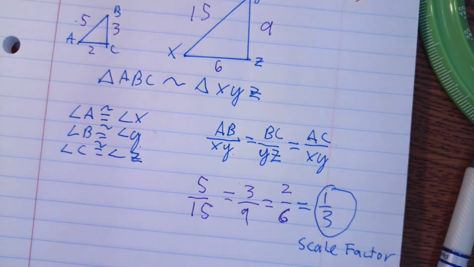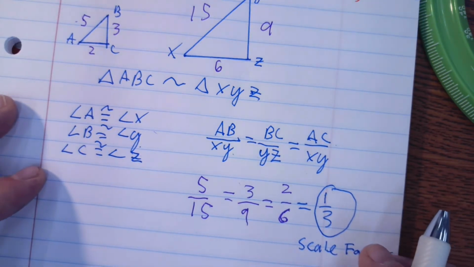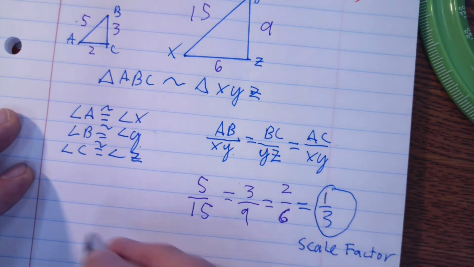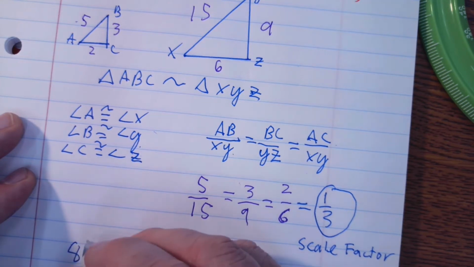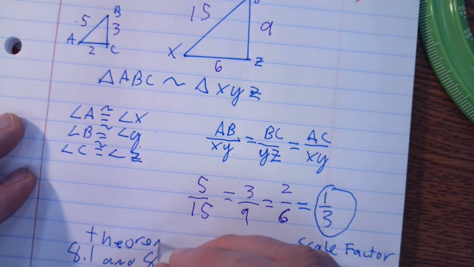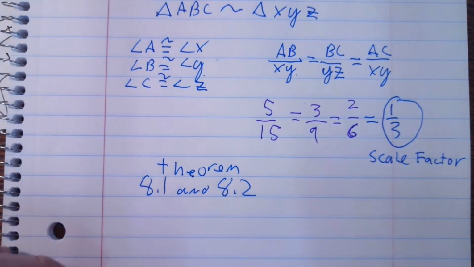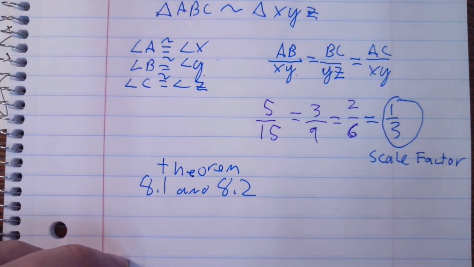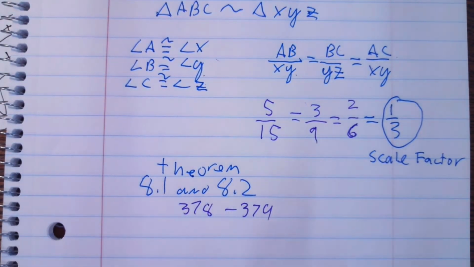We're going to start looking at the 2 theorems that we need. One's easy and one's, well, not as easy. Let's look on page 378, 379, at theorems 8.1 and 8.2. Go ahead and copy those down, and then I'll go over them. They deal with perimeter and area.